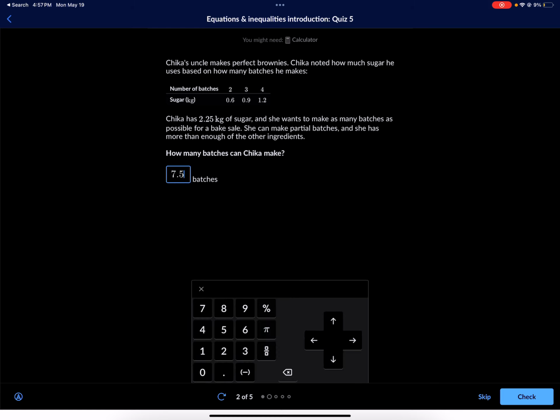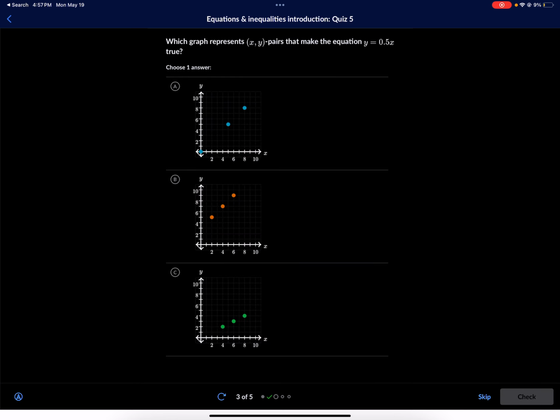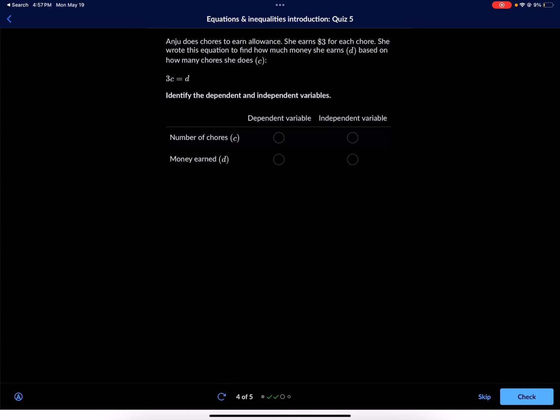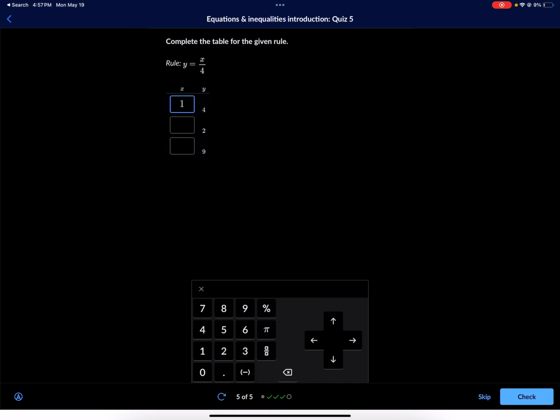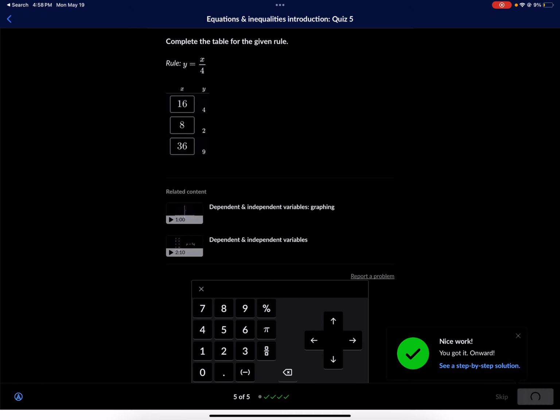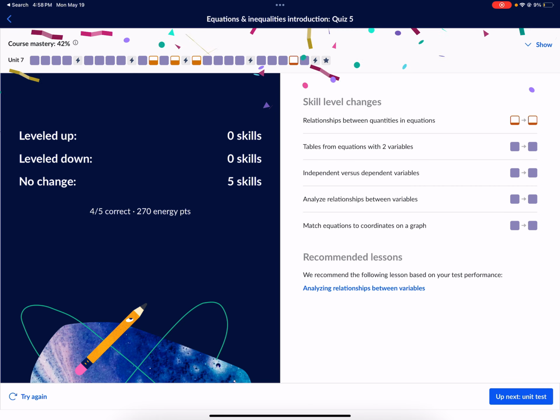The answer is 7.5. If you got that right, good job. The answer is C. If you got that right, good job. Okay, the answer is the shortest is the independent and the money earned is the dependent. If you got that right, good job. The answer is 16, 8, and 36. If you got that right, good job. Okay, very good. Good job, everyone.